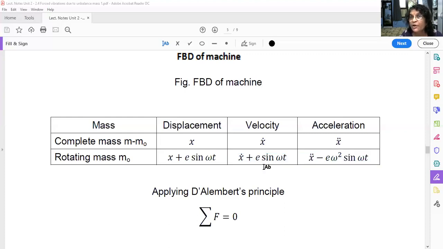Why minus? Because differentiation of sine is cos and differentiation of cos is minus sine. So x double dot minus e omega square sin omega t.